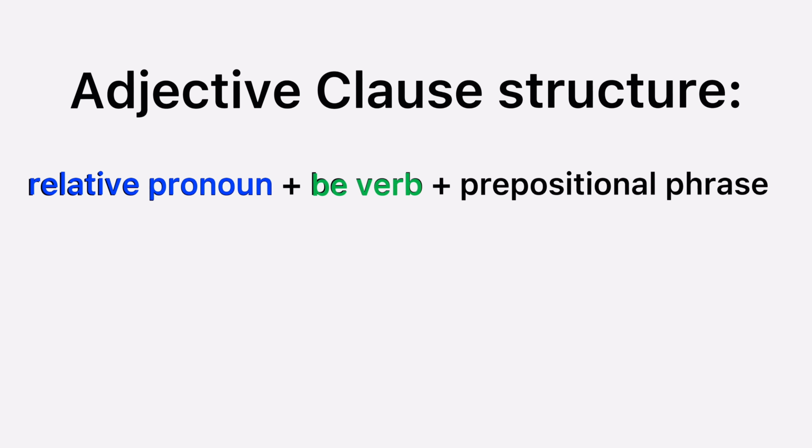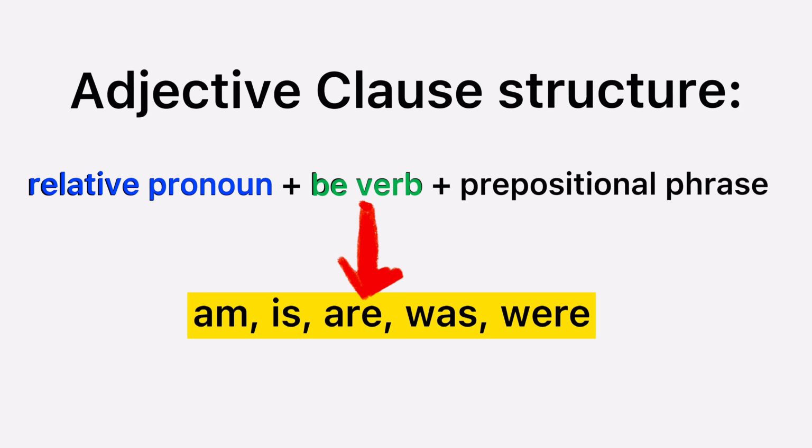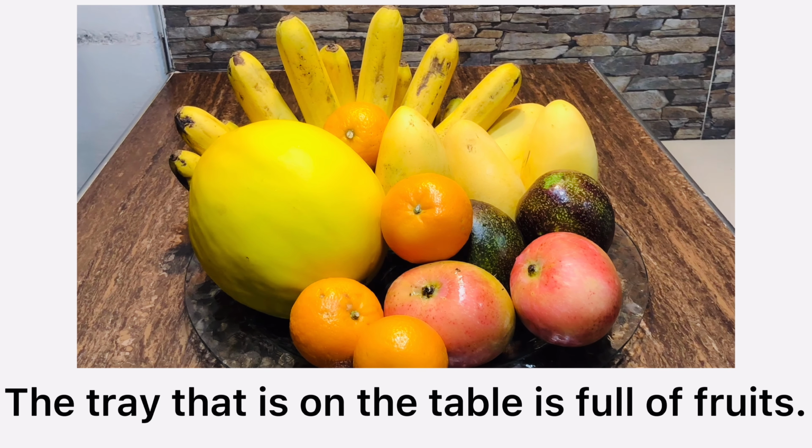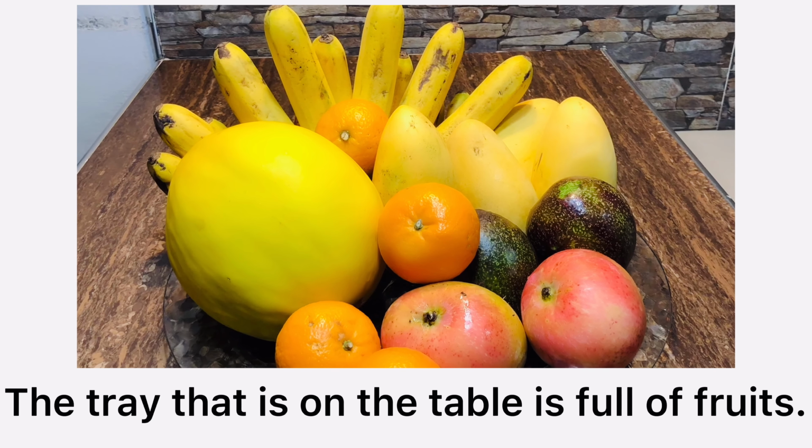The first way, if your adjective clause or your relative clause has this structure, relative pronoun followed by a be verb that is am, is, are, was, were, plus prepositional phrase. Let's take a look at this sentence. The tray that is on the table is full of fruits. Can you identify the adjective clause in this sentence? That is on the table.